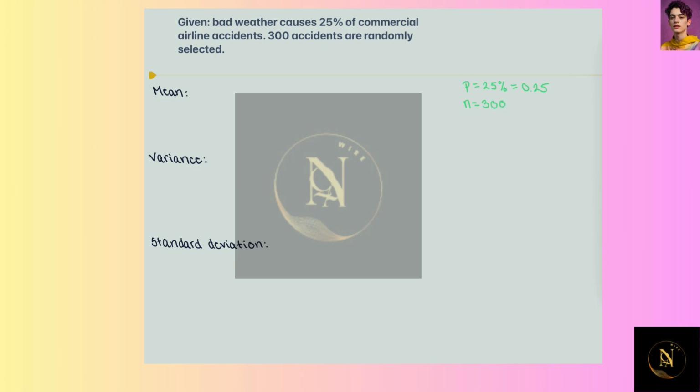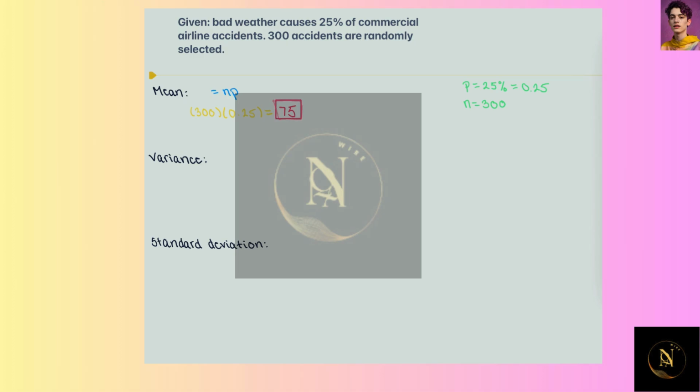And what this will allow us to do is to solve for each of these, because we have formulas for the mean, variance, and standard deviation. The formula for the mean is equal to n times p. If we wanted to calculate that, we can just substitute these values in. So we have n, which is equal to 300, like we said, multiplying that by p, which is 0.25, gives us a mean, which is equal to 75.